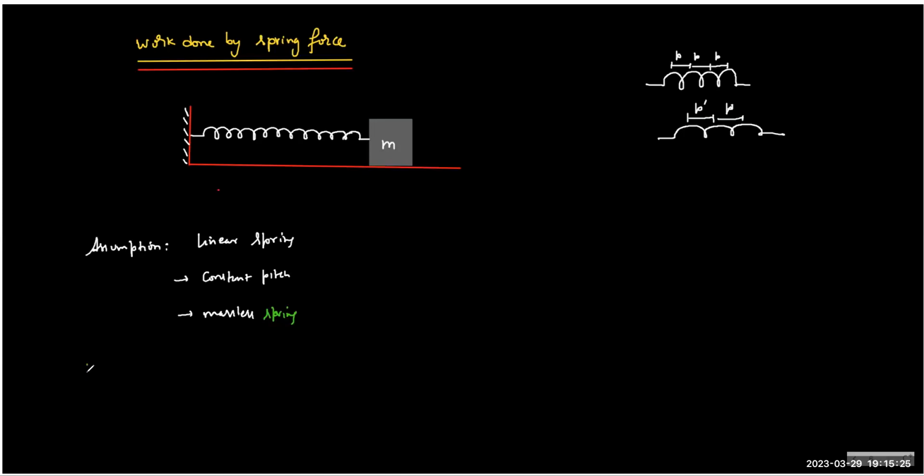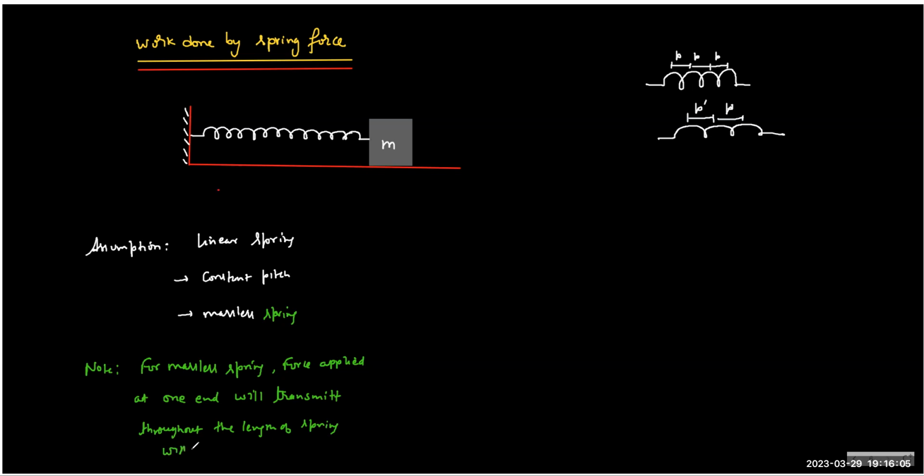So the note part we can add is: for a massless spring, force applied at one end will transmit throughout the length of the spring without diminution.